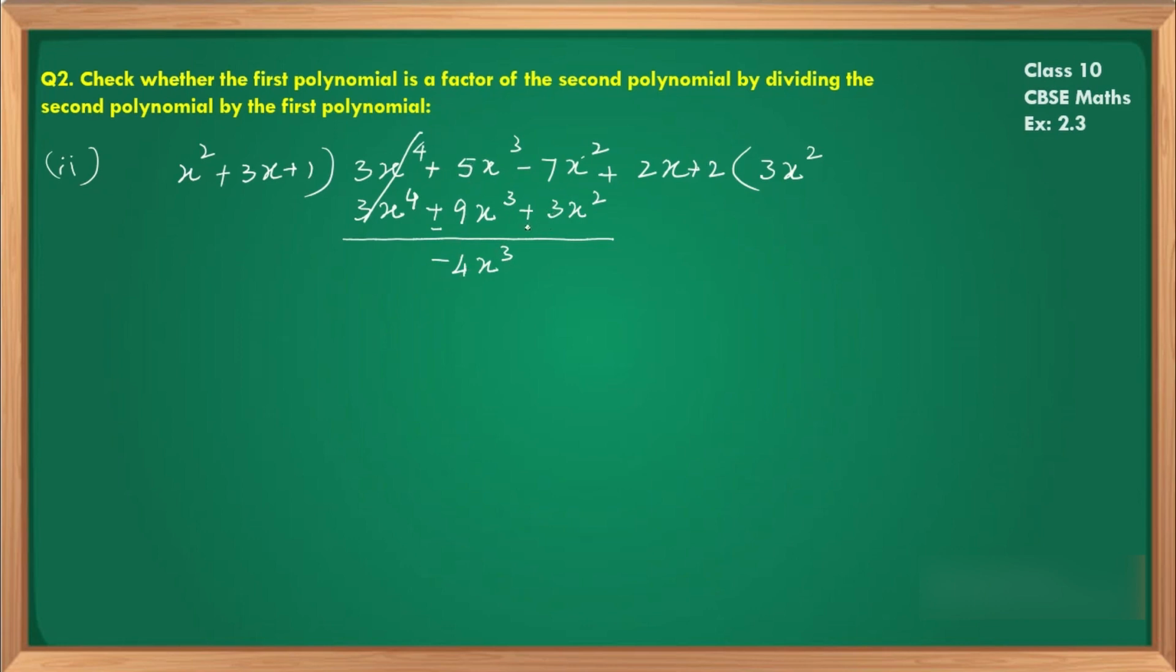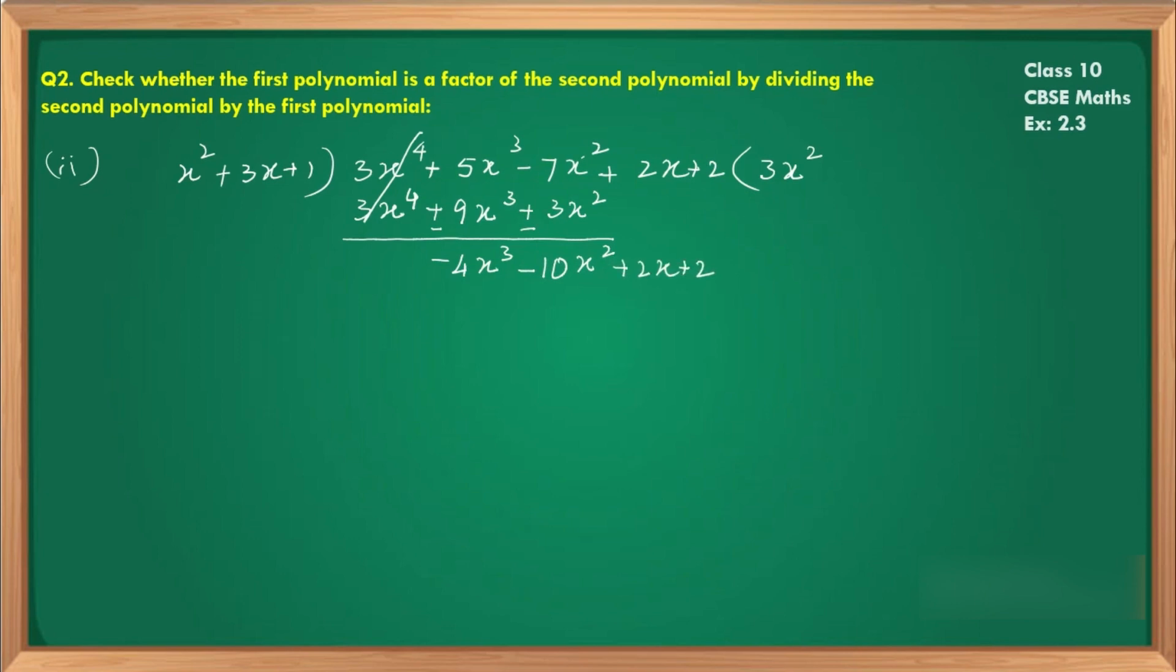And here this also becomes minus. When the signs are same, you have to add with that sign, minus 10x square. The rest of the things you have to write down as it is, 2x plus 2.